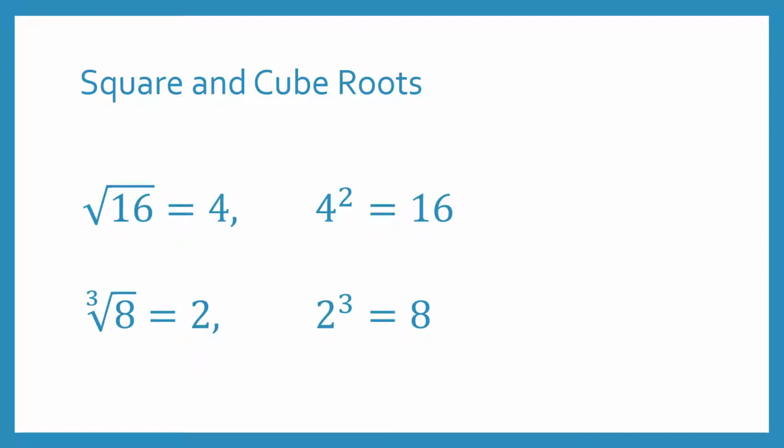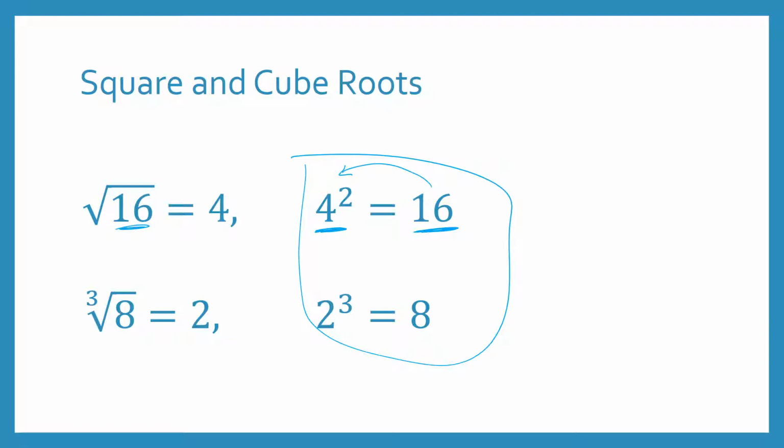This is what our square and cube roots mean. It might be helpful to start in this column over here. Here we have 4 squared. If we square 4, we get 16. A square root is to undo this operation, so it's to go backwards. So the square root of 16 is going to give us this number here, which is our 4.